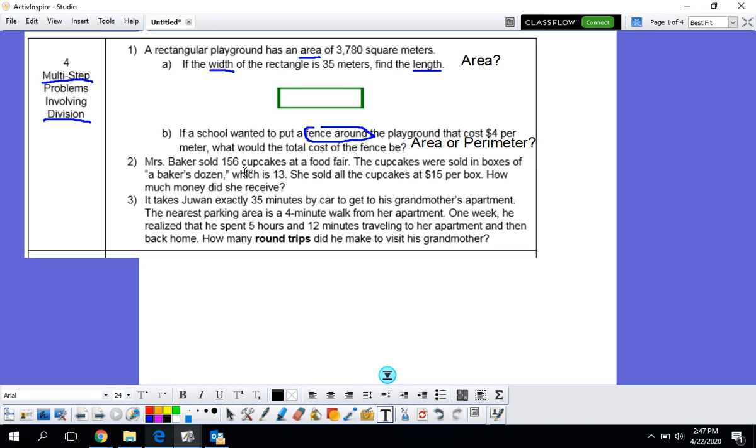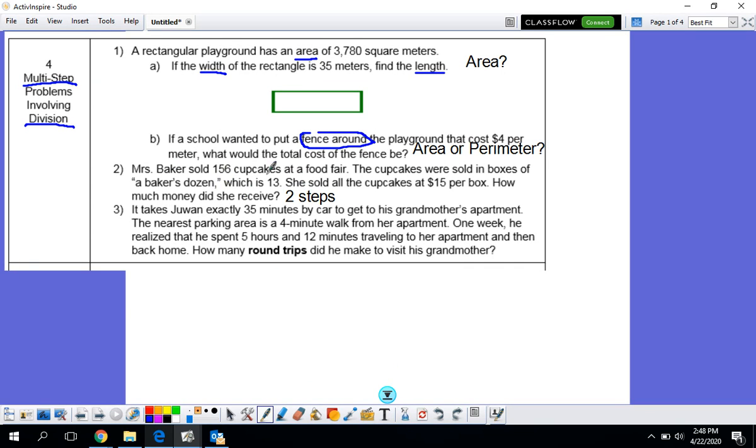Mrs. Baker sold 156 cupcakes at a food fair. The cupcakes were sold in a baker's dozen, which is 13. She sold all the cupcakes at $15 per box. How much money did she receive? For this one, I'm going to give you a hint. There should be 2 steps that you use to solve that question. I'm not going to go further than that. You guys need to do your who, what, and goal. You need to think carefully about what the 156 represents, what the 13 represents, what the 15 represents to understand how much money she received. So number 2 will be 2 steps worth of work.